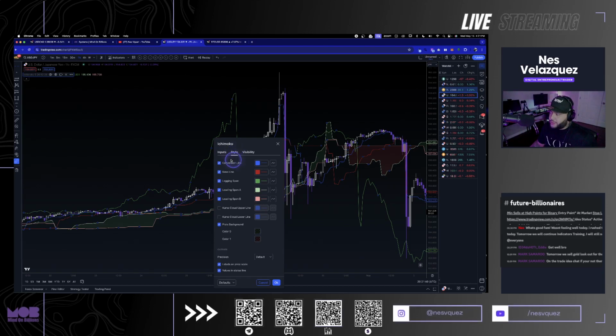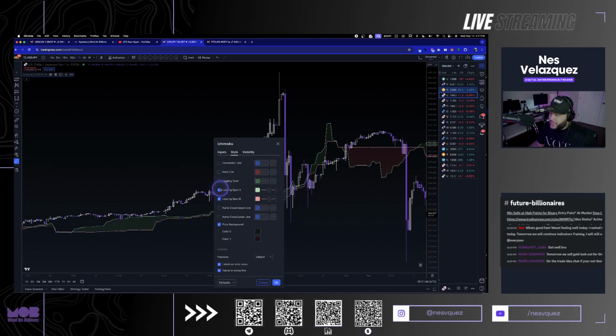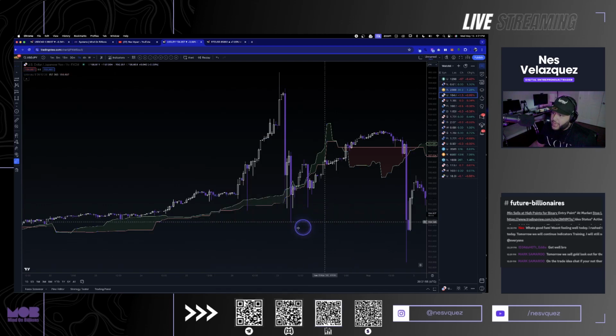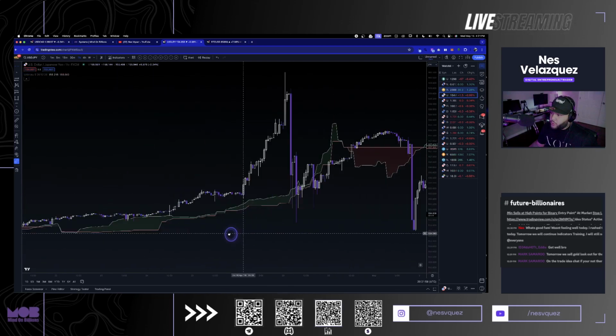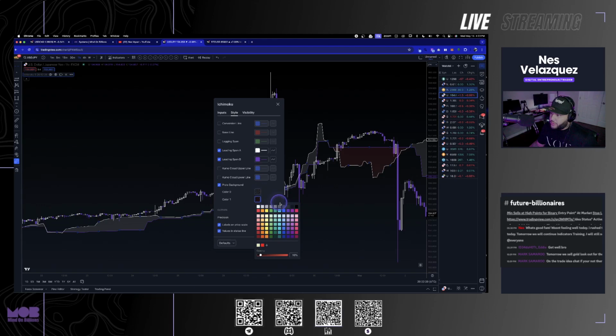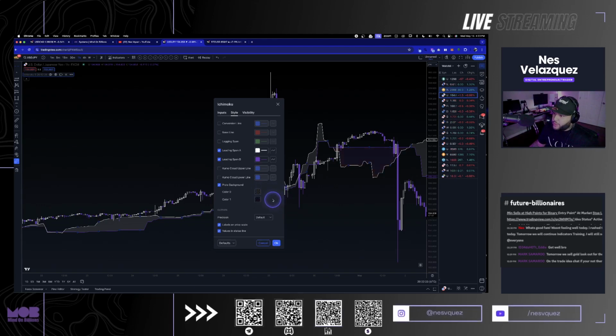When we go over here to styles, I don't want the conversion line. I don't want the baseline. I don't want the lagging span. As far as leading span A and B, I'm cool with this, but I'm going to switch up the colors. All I really want is the clouds, because these are the big boys right here. Give me that. And here's the plots background, that shades in the area. And again, you can do whatever color you want.